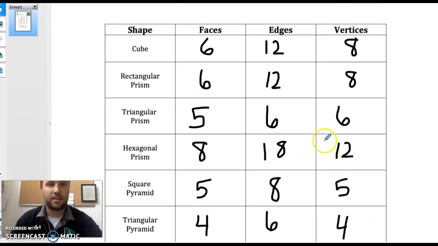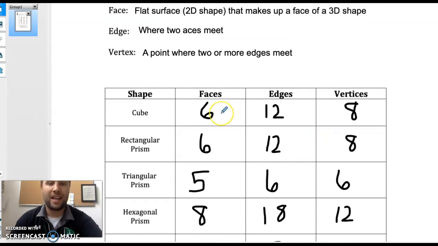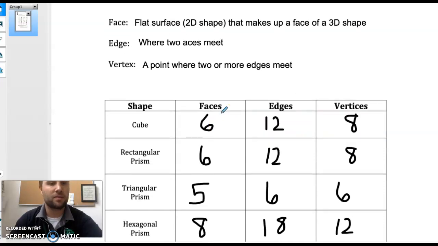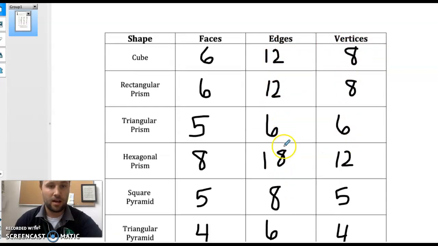All right. So that right there, ladies and gentlemen, is all we're doing today, classifying our shapes. All right. So this is our first time dealing with 3D shapes. So it's very important that we can classify our shapes based off their faces, based off their edges, and based off their vertices. All right.